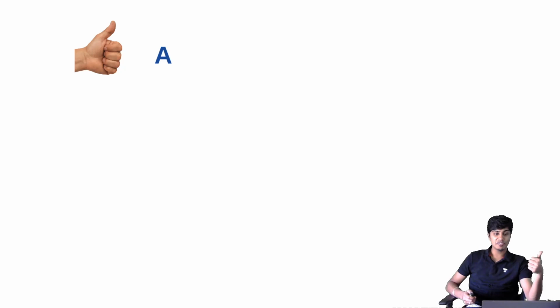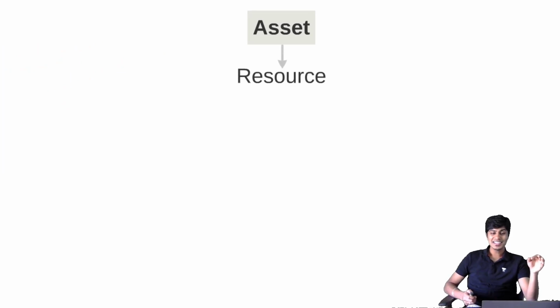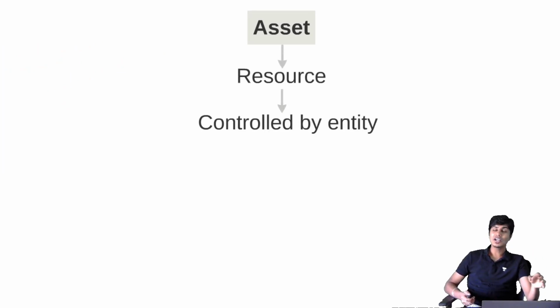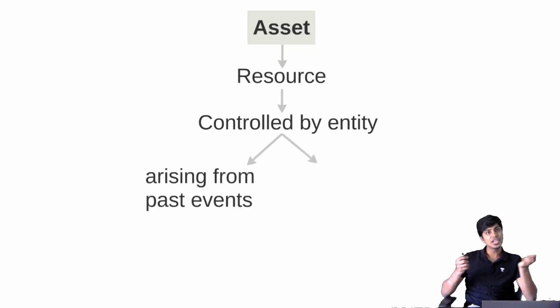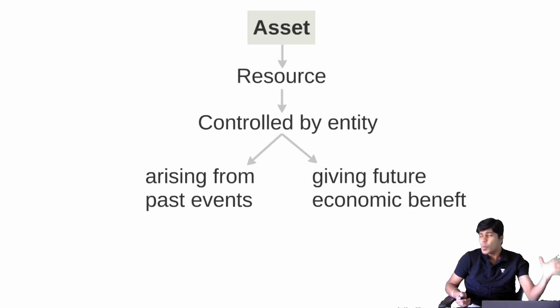Now let's quickly see the definition of A for asset. What does asset mean? Asset is a resource which is controlled by the entity, which is arising from a past event and which will give enduring economic benefit in the future. That, my friends, is the definition of an asset. If you ask me, has a question been asked on this? No. So far, there is no question on what is asset, what is liability in the CA Foundation exam.